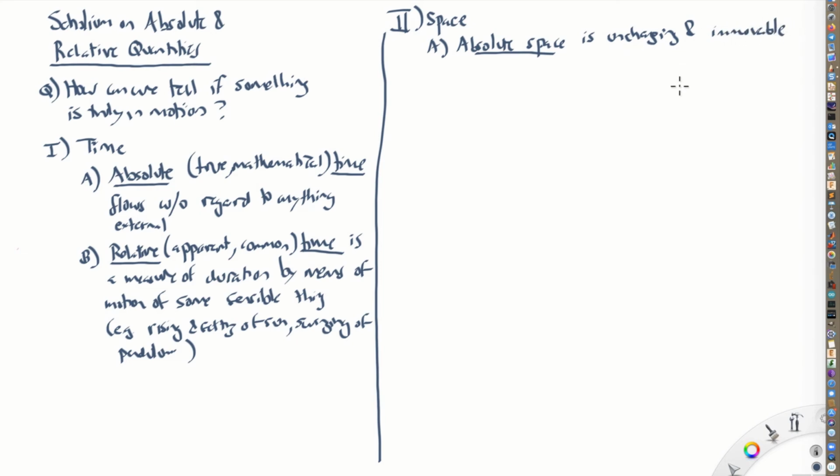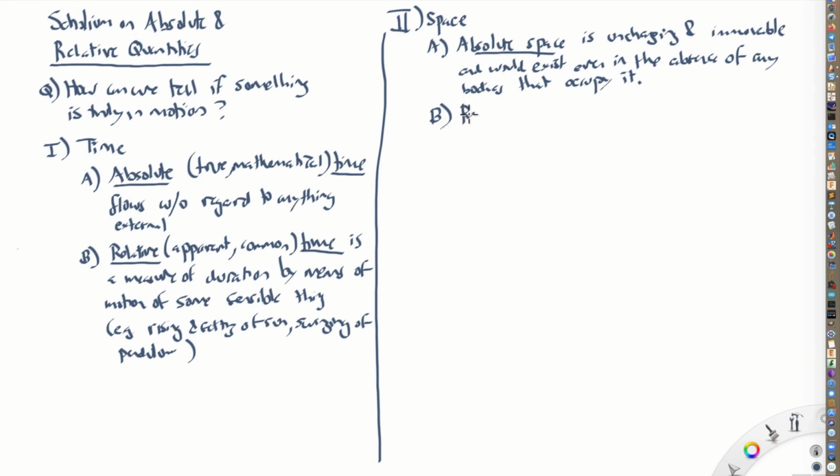And would exist even in the absence of any bodies or material that occupy it. So the idea here is that, yes, our universe is full of planets and stars and so on, but even if you got rid of all the planets and stars, one can still conceive of there being space. And that is what he refers to as absolute space.